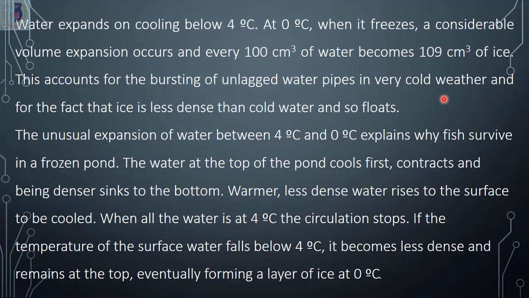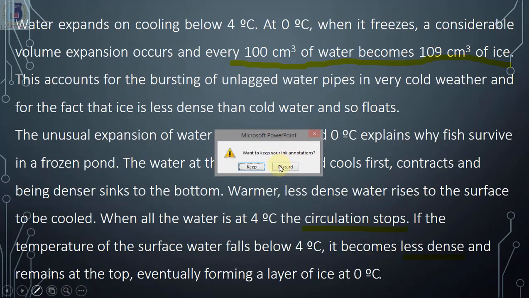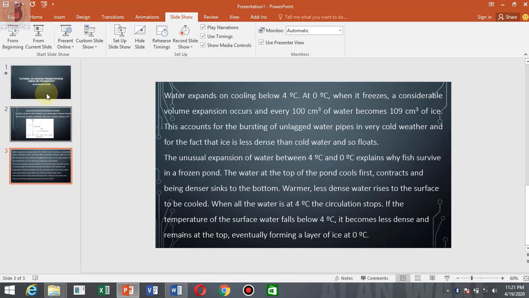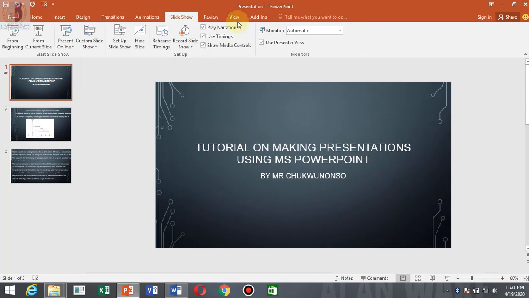You can see that I could just read this. I could also choose the option of highlighting specific words or phrases. If I'm going to highlight some words, let me highlight less dense as well as circulation stops. Let me highlight water becomes 109 cm cube of ice as well as 100 cm cube of water becomes 109 cm cube of ice. You could also highlight different aspects of a PowerPoint presentation. I'll discard this for now. You could also do other things other than add videos. Let's just look at the screen one more time.